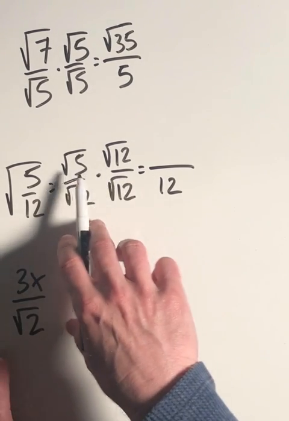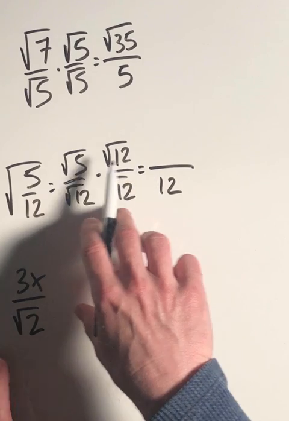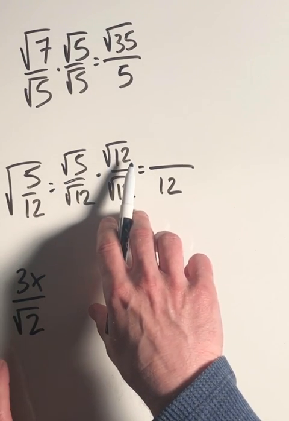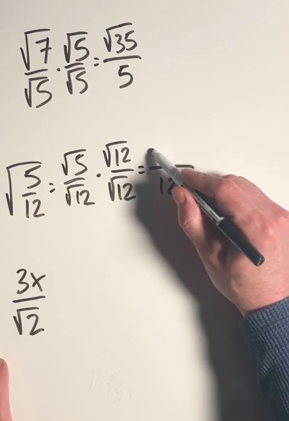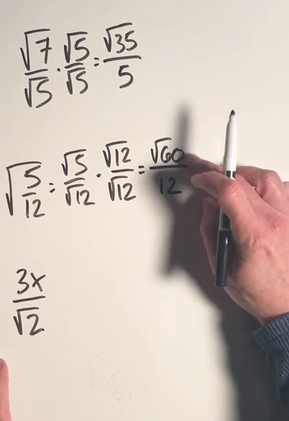And now 5 times 12 would go under the radical up here. 5 times 10 is 50. 5 times 2 is 10. 50 plus 10 is 60. So this is the square root of 60 over 12.